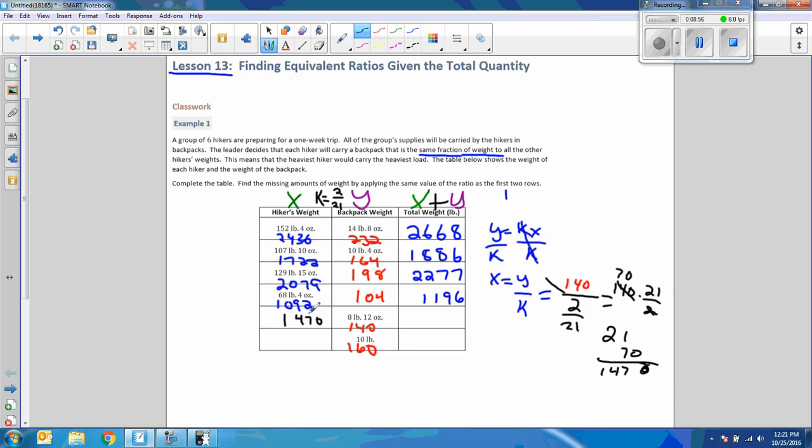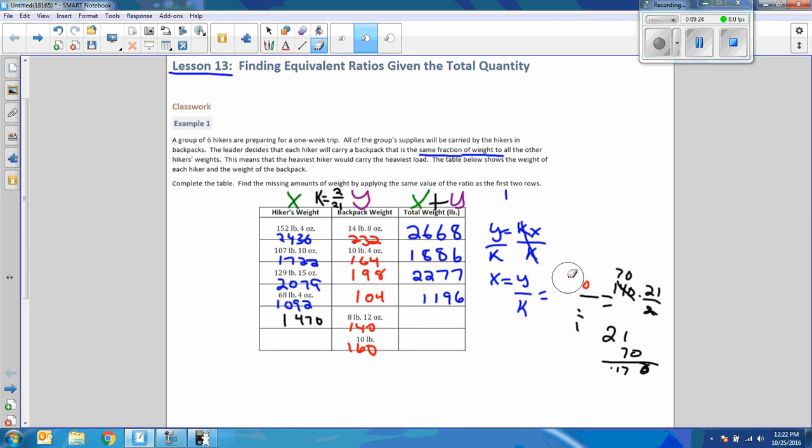Okay, so then you want to check, see if this makes sense. 1,470 is more than 1,092, and 140 is more than 104, so yes, this person's heavier and they're carrying more weight. And then there's someone up here heavier, 1,700, and 164 is what they're carrying, and that's more, so that makes sense. The heavier person is carrying more. Okay, so now I've got to do one last calculation to finish this table.